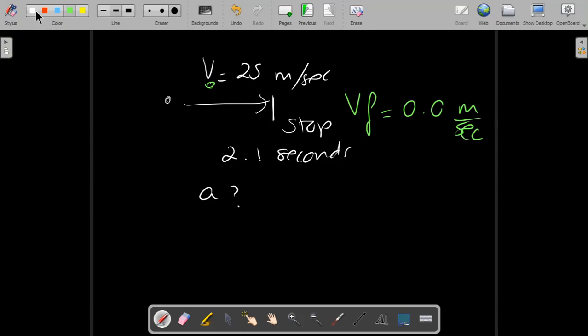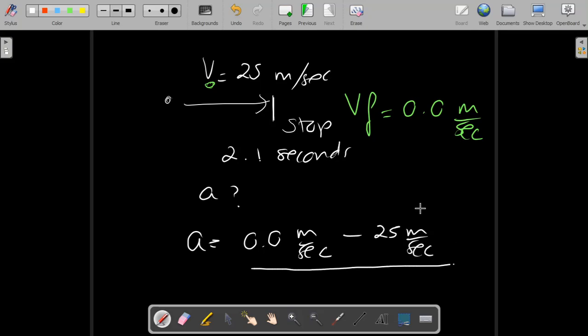So my acceleration, I said to you, it was my final velocity, 0.0 meters per second, minus my initial velocity, 25 meters per second, divided by the time that it took this car to do this. Do I have the right units? Yeah, it's in seconds, so I can put that in my equation. Put all this information in your calculator.